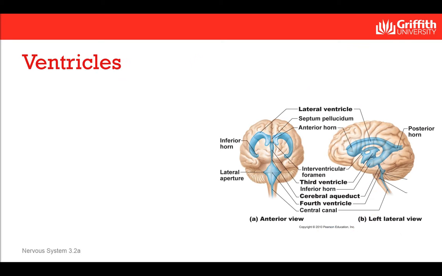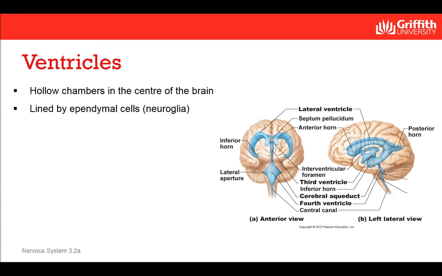Before we go on to explore these regions of the brain in detail, let's first explore the central hollow cavities that lie deep within the brain, called the ventricles. The brain ventricles are continuous with one another and with the central canal of the spinal cord. The hollow chambers are lined by the ependymal cells, one of the types of neuroglia that we have previously discussed. They are filled with cerebrospinal fluid, or CSF.